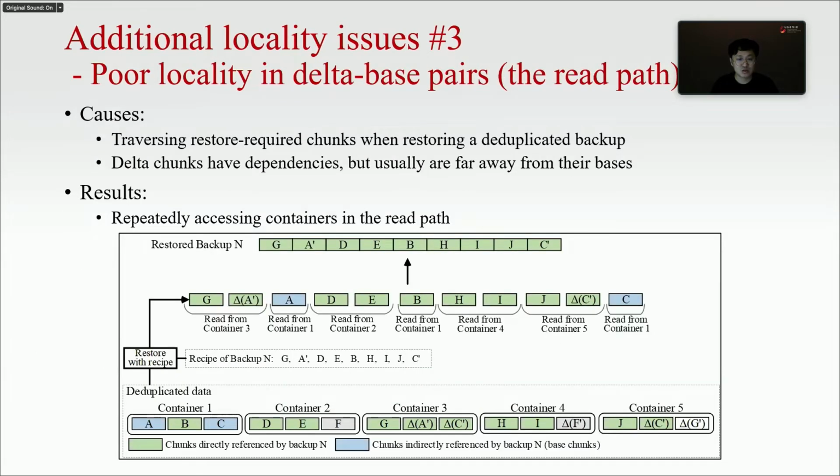The third issue is also in the read path. When restoring a backup, we need to traverse all restore required chunks to construct a whole backup workload. However, because of the dependency between delta chunks and base chunks, some containers will be accessed repeatedly. For the example in the figure, we restore backup N with its recipe. Several containers are read in order to get all restore required chunks. Though all chunks in container 1 are required in backup N, we have to access container 1 several times because chunks in container 1 are used at times far apart. We summarize this issue as repeatedly accessing restore required chunks.